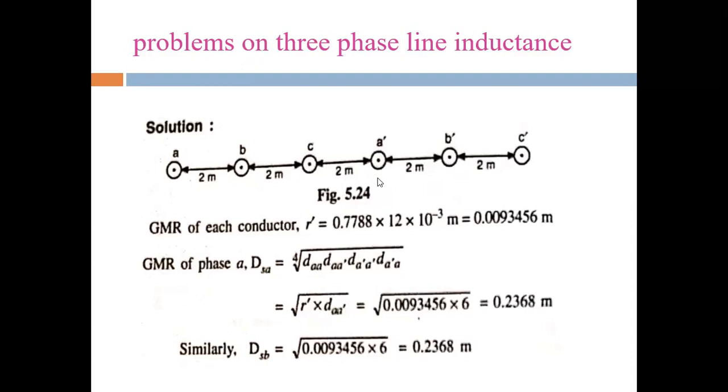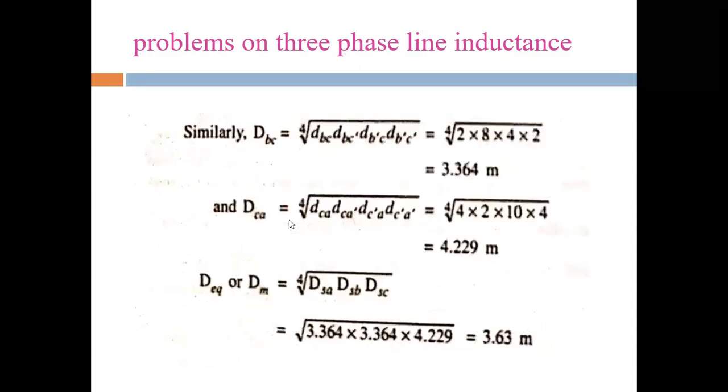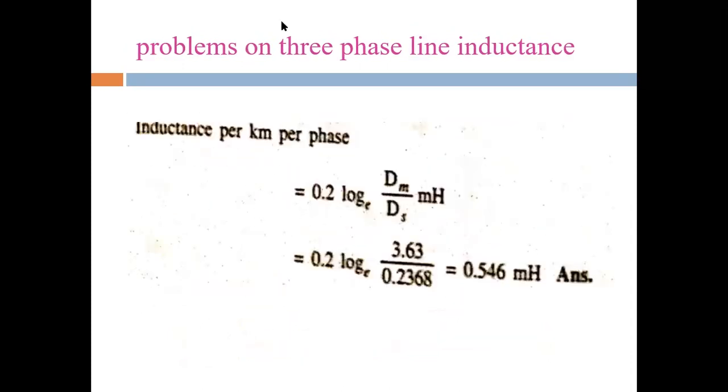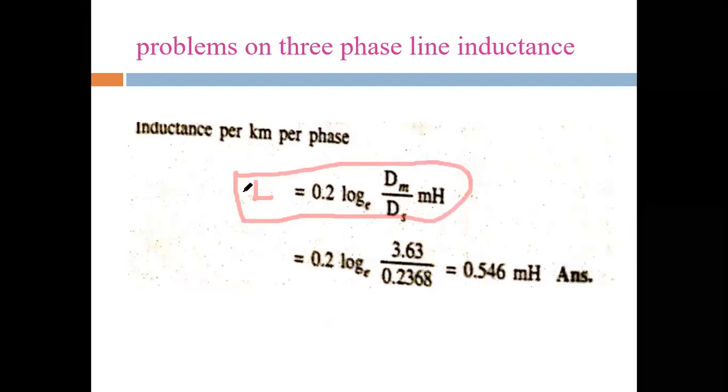By using these distances and the radius, we determine the inductance. What is the inductance formula? Inductance L is equal to 0.2 ln(Dm/Ds). This is the inductance per kilometer per phase.